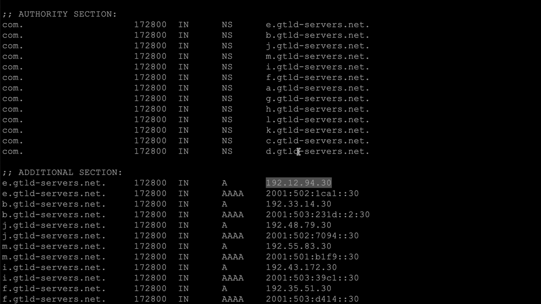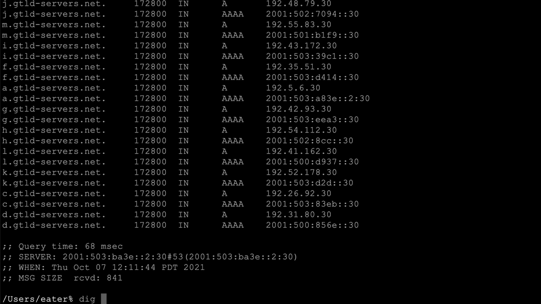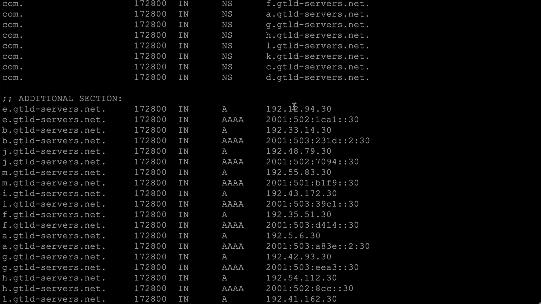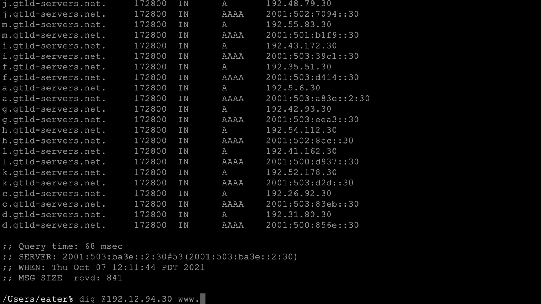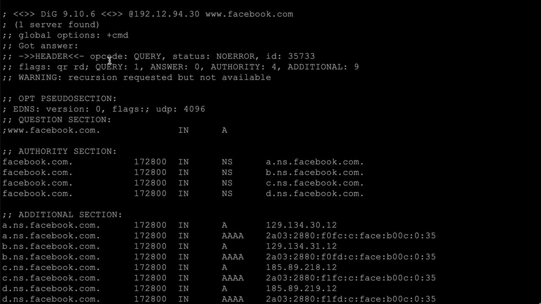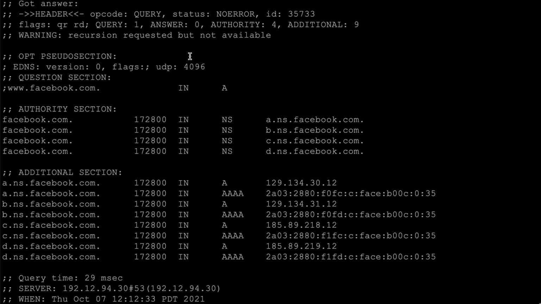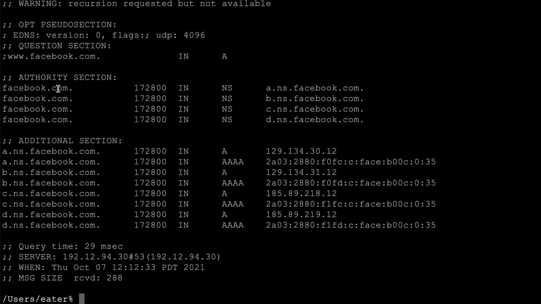So anyway, the next step is once we've got this answer saying that, okay, for com, you need to talk to one of these servers, well, then we can ask one of those servers. 192.12.94.30 was one of the servers that is authoritative for com, and we can ask it what it knows about www.facebook.com. If we run that, we get another answer where it says, okay, we queried for one thing, we got zero answers. So we still didn't quite get the answer for who www.facebook.com is. But what this is now saying is that you need to talk to a different server that is authoritative for facebook.com. In that case, it lists these four name servers that are authoritative for facebook.com.